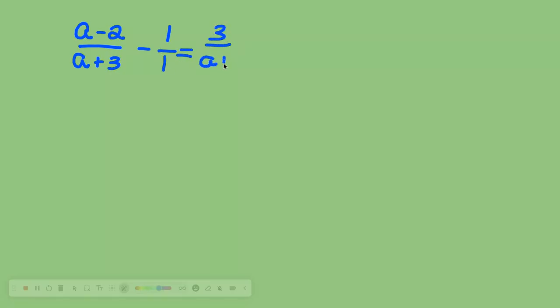3 over a plus 2. So remember, when we do rational equations like this, we need a common denominator. Always need that common denominator, just like you did division a long time ago. Just like division with regular numbers. Denominator.